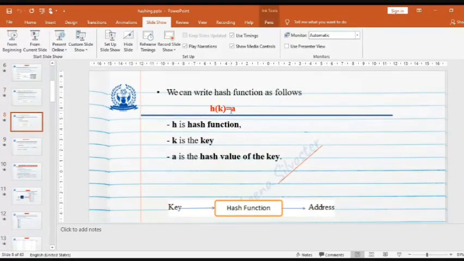So we can write a hash function like this: h of k equal to a, where h is a hash function, k is the key, and a is the hash value of the key. Using a hash value, we can convert it into an address. So the output of this hash function is an address. We give a key value as input into this hash function, and the output is an address, that is, an index.